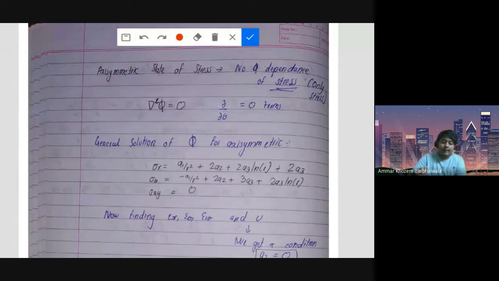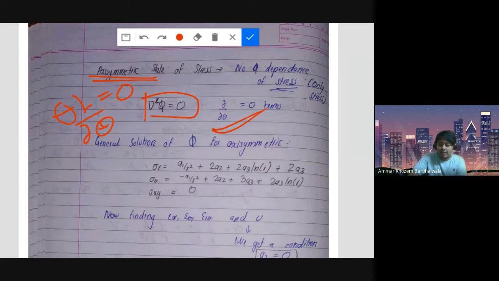When we write this equation, we assume there is an axisymmetric state of stress, so there is no theta dependence. All del by del theta terms go to 0. So our state of stress depends on only one variable, that is r. When we write the Laplace equation, the del by del theta terms would be 0.